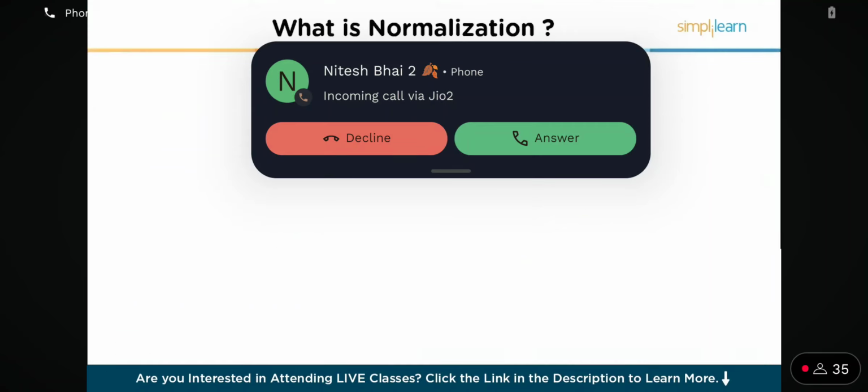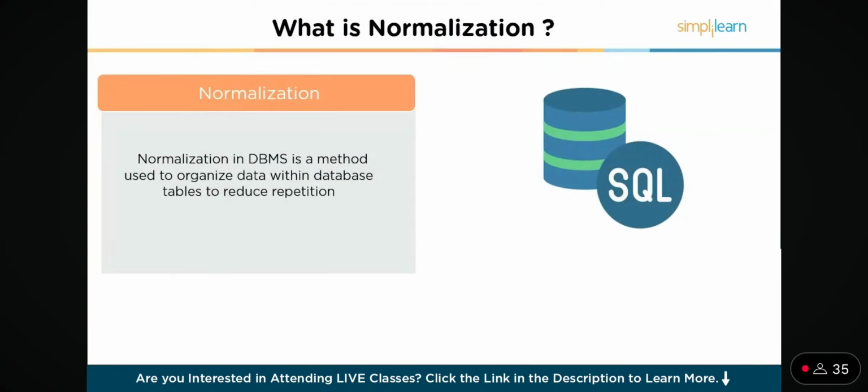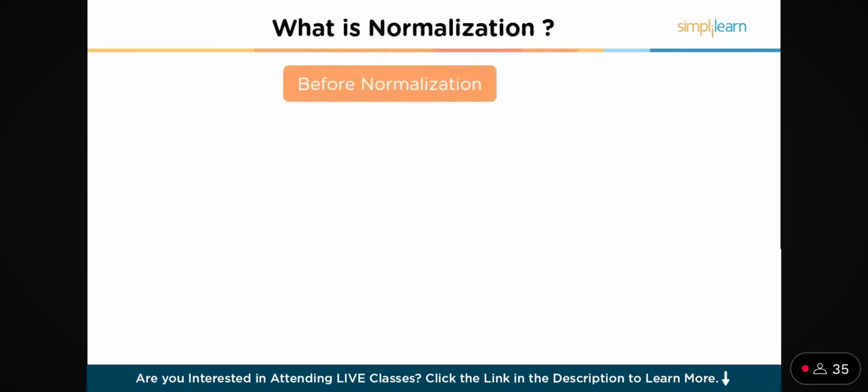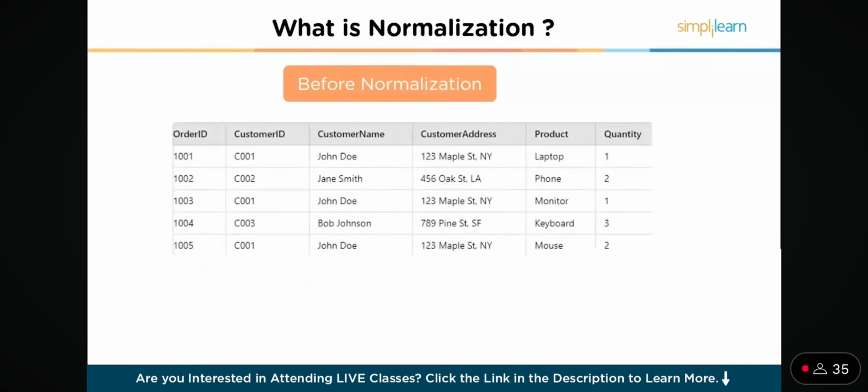So let's start with what is normalization. Normalization in DBMS is a method used to organize data within a database to reduce repetition. By breaking down large data sets into smaller, more manageable tables and ensuring these tables are properly related, normalization helps prevent issues like data redundancy. Data redundancy means the unnecessary repetition or duplication of data within a database. For example, when the same piece of data is stored in multiple places, it can lead to inconsistencies and take up more storage space than needed.